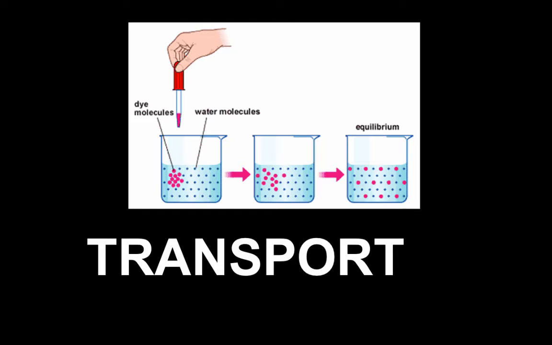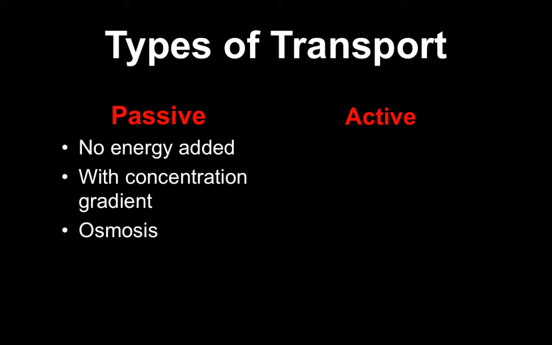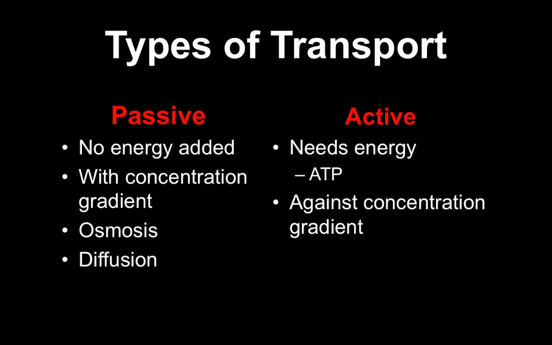So let's look at the transport of materials. And there are 2 types of transport, remember. We've got passive and active. And the main difference is passive doesn't use energy. It goes with the concentration gradient. And we're talking about osmosis and diffusion. And now with active, I do use energy in the form of ATP. Remember, easiest way to remember that, active transport, ATP. It goes against the concentration gradient. And we're talking about things like muscle contractions, neurons firing, that kind of stuff.